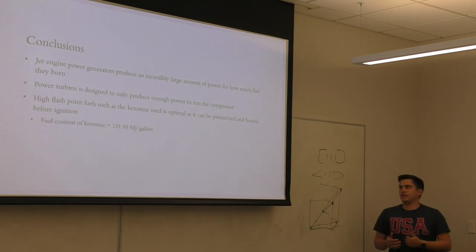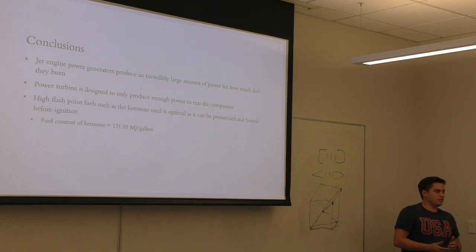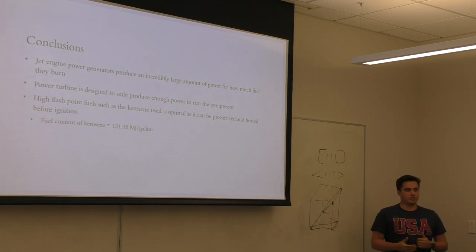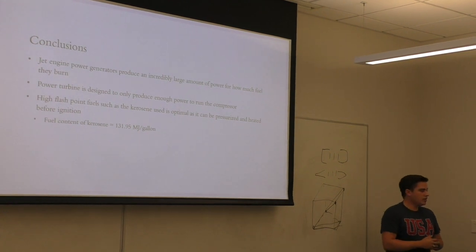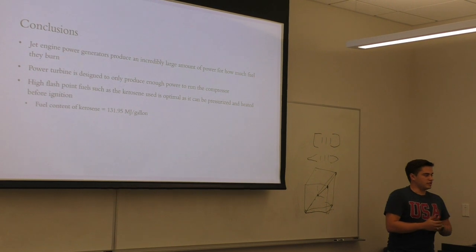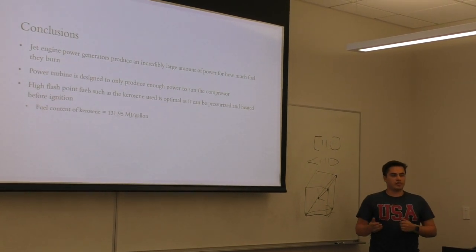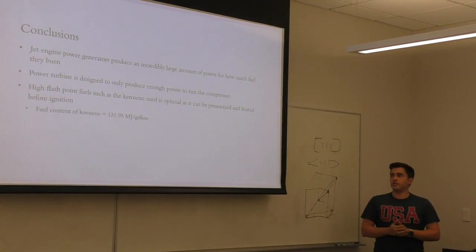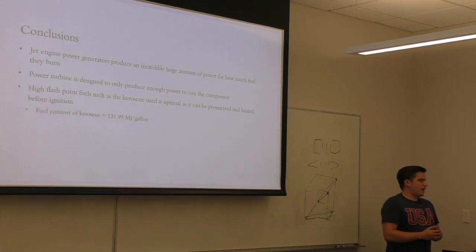In conclusion, the jet engine power generators create a very large amount of power for how much fuel they consume. And something that was noted was that the power turbine is designed to only produce enough power to run the compressor, so that way you're not pulling out too much energy from the system.